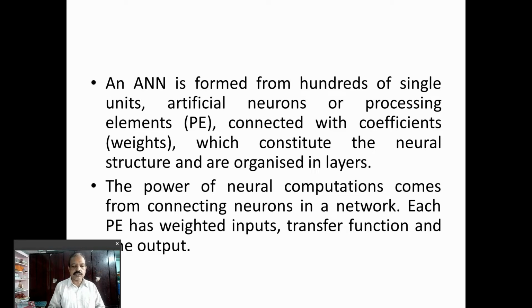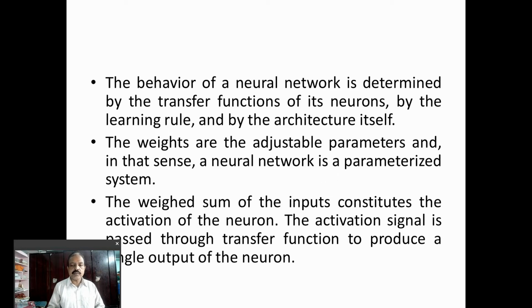They have the weighted input. That means an input, and on the edges it is provided with a weight. We call it the weighted input. And the behavior of a neural network is determined by the transfer functions of its neurons. Three things are there: one is the transfer function, then the learning rule, and the architecture itself. Based on what type of architecture we are taking, it is decided.